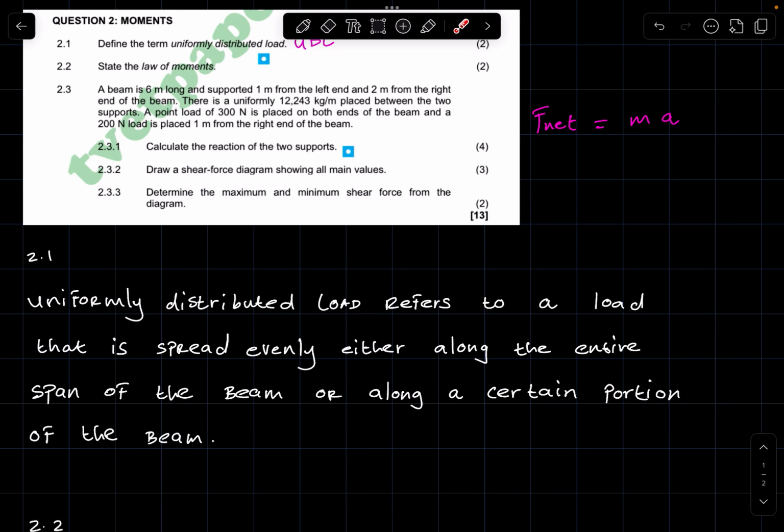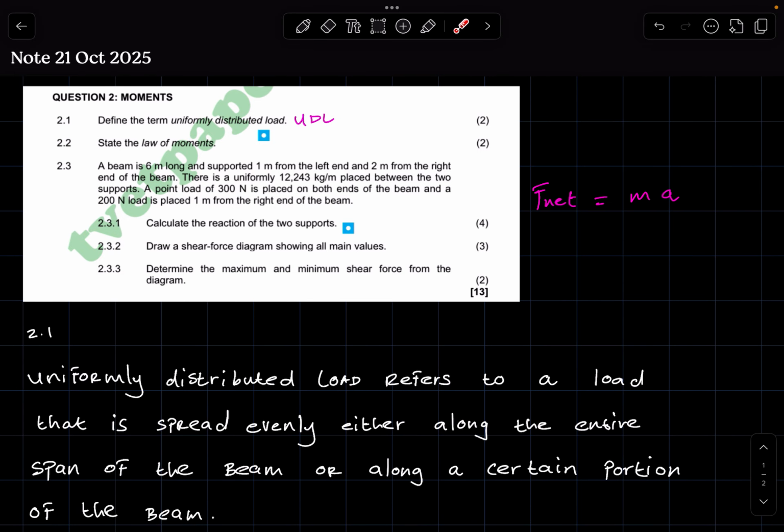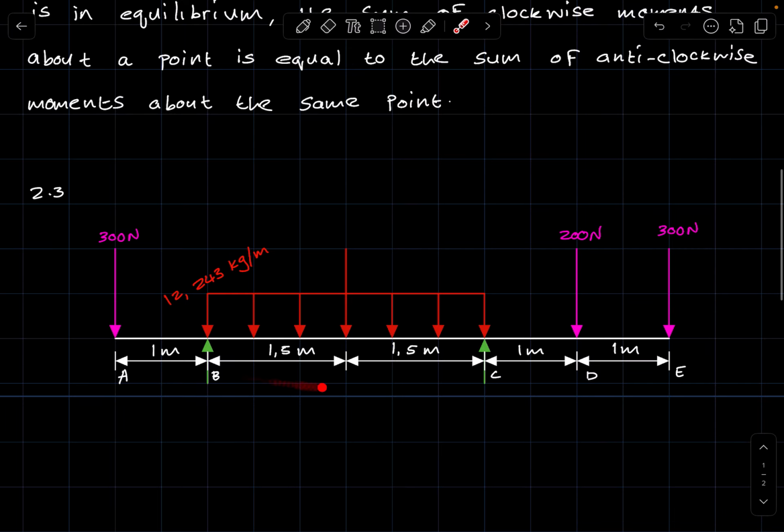Now let's look at 2.3, and it reads as follows. A beam is 6 meters long and supported 1 meter from the left end and 2 meters from the right end of the beam. So we have a beam, it's 6 meters long, it has a support 1 meter from the left end, which is this one, and the other one is 2 meters from the right end, which is that one, right.